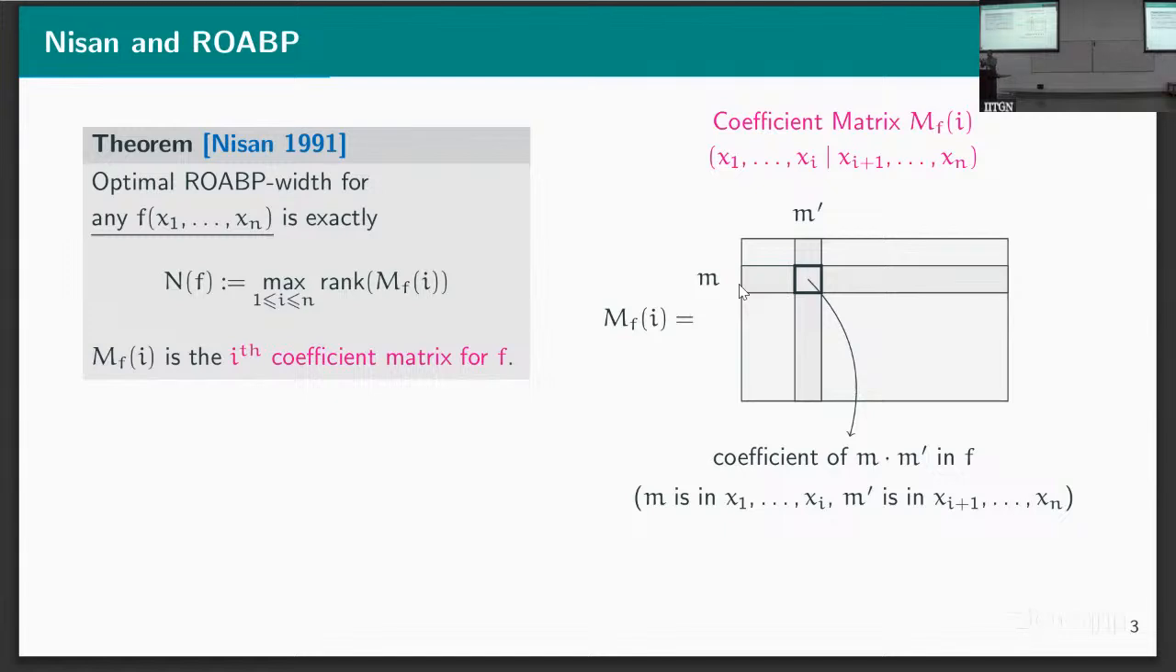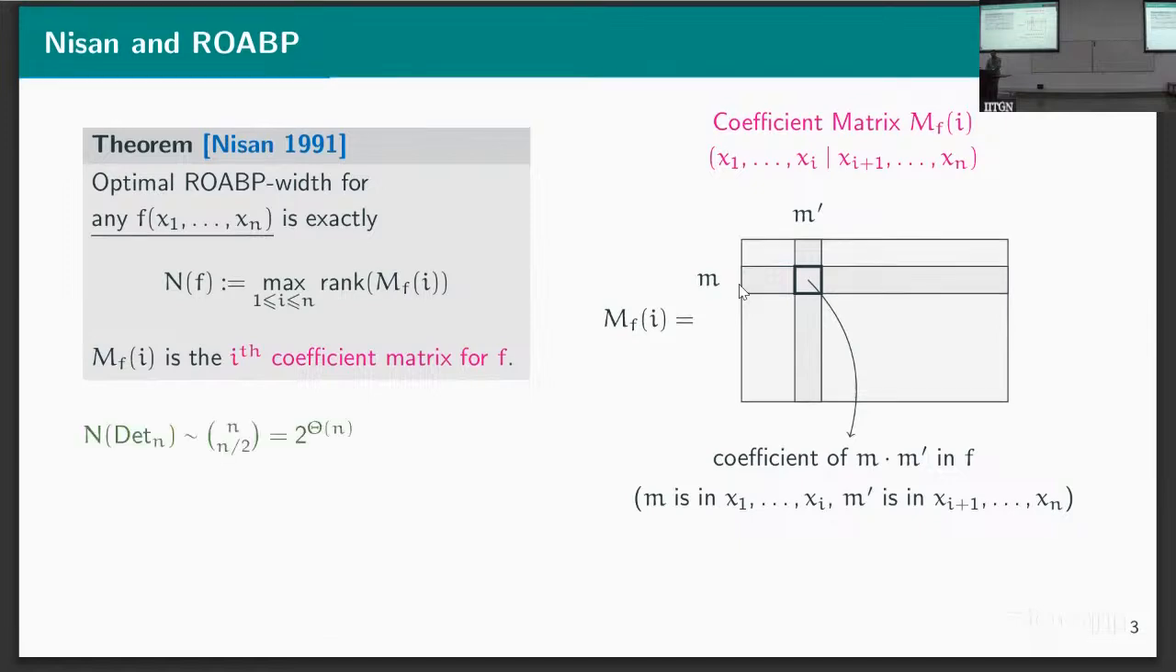And it turns out that the ranks of these n minus 1 cut matrices exactly capture the widths that you require. There is a more nuanced statement, but for us, when we consider all widths to be the same, this is the statement. Look at the biggest rank that any of these cut matrices have. That is the width you need to compute f as an ROABP. One thing I want to ask is what is the order? For now the order is x1 through xn. Soon the order will not matter, and you'll see why.